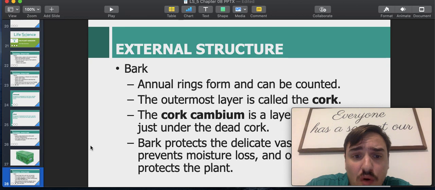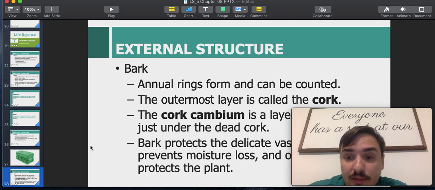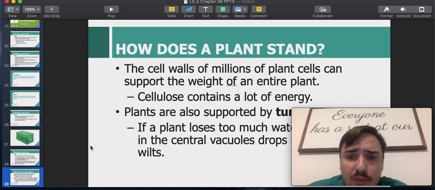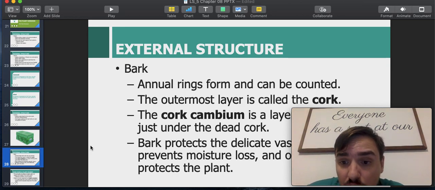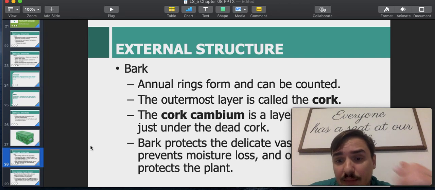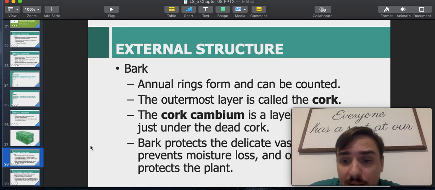The outermost layer is called the cork. The cork cambium produces the cork. Bark protects the rest of the really important, delicate structures inside of the tree. We went over that rather quickly because you don't have to know that in huge detail. It's enough to know that the cork is the outer layer that protects the stem, and the cork cambium is the thing that produces the cork.